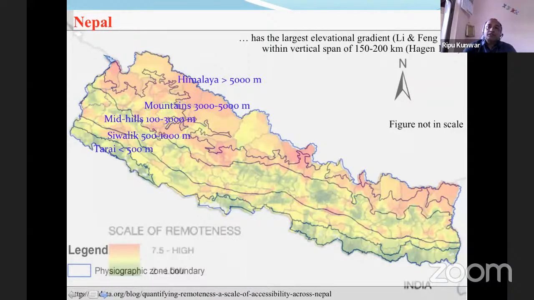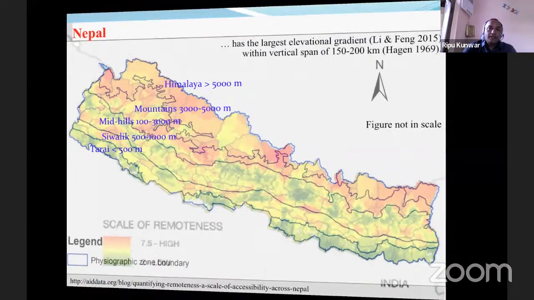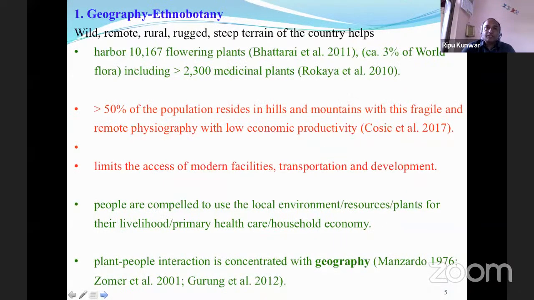Within this short vertical span of around 150 to 200 kilometers, we have a large elevation gradient and disparate physiographic regions. I present this slide because of these disparate regions. We have rugged, remote, and rural steep terrain, which helps to harbor more than 10,000 flowering plants and around 2,500 medicinal plants. This is quite a good number in terms of land proportion.